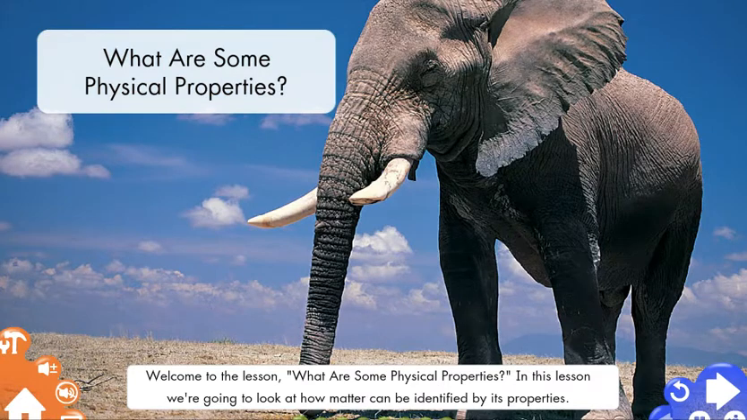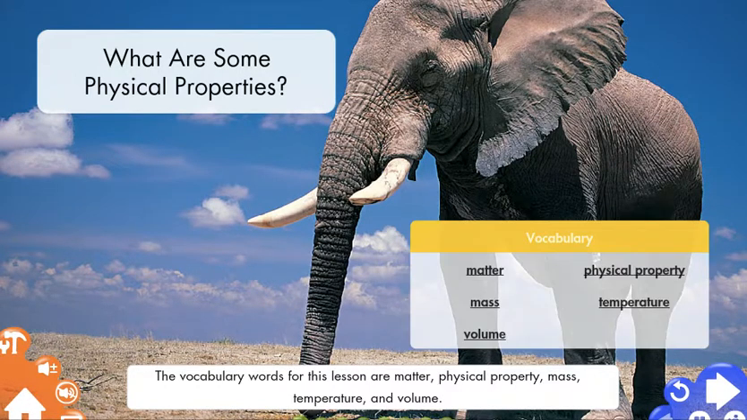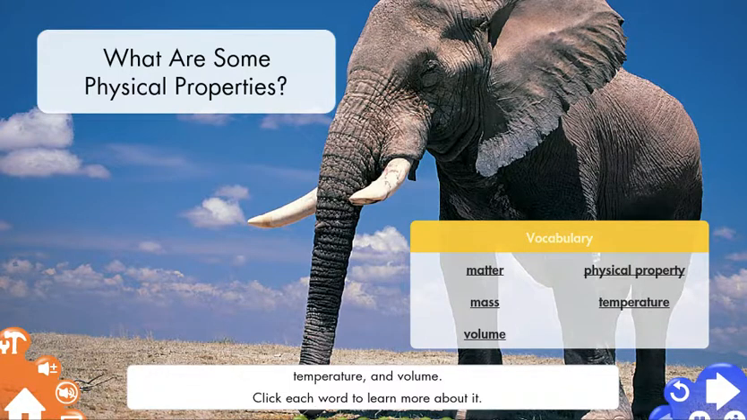Welcome to the lesson, What are some physical properties? In this lesson, we're going to look at how matter can be identified by its properties. The vocabulary words for this lesson are matter, physical property, mass, temperature, and volume. Click each word to learn more about it.